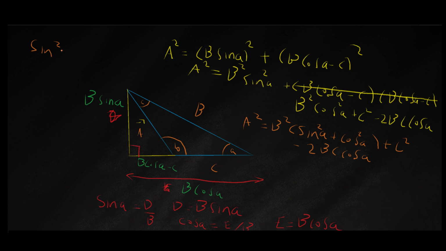Remembering that sine squared plus cosine squared is 1. Notice how the equation is in terms of a, b and c only, as though the other parts never even existed. Let's do something similar for the sine rule.